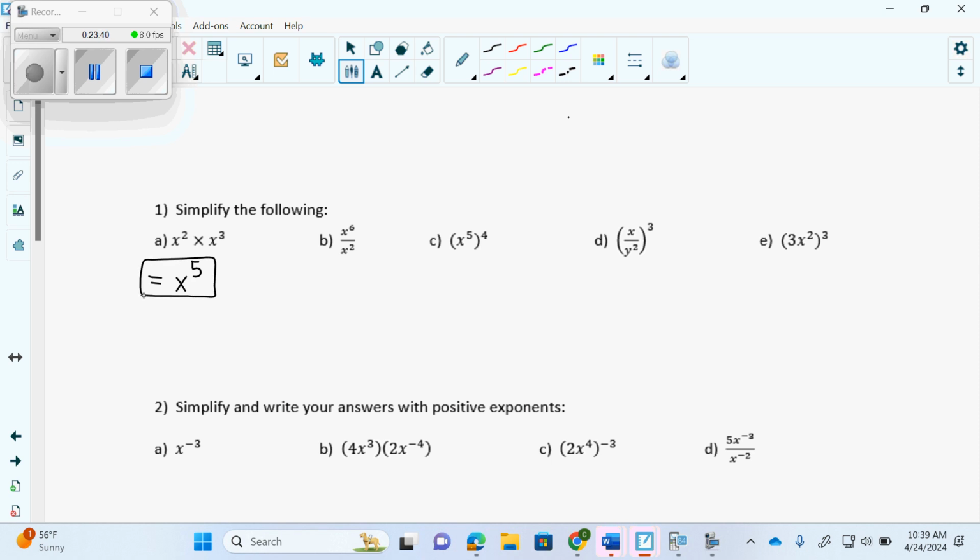What happens when you have two of the same bases, two exponents, and you're doing division? Subtract. So we get x to the 4.